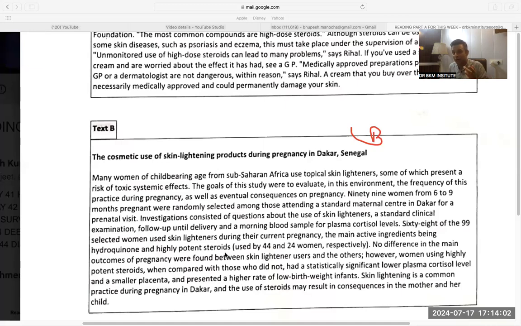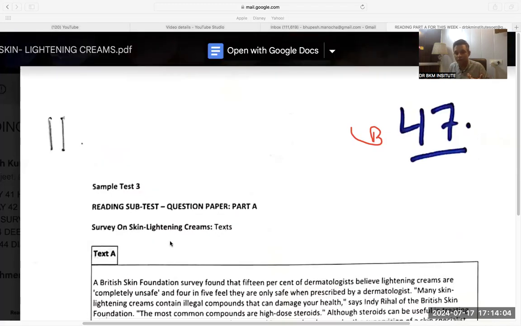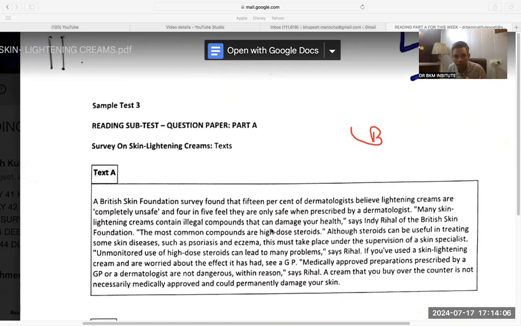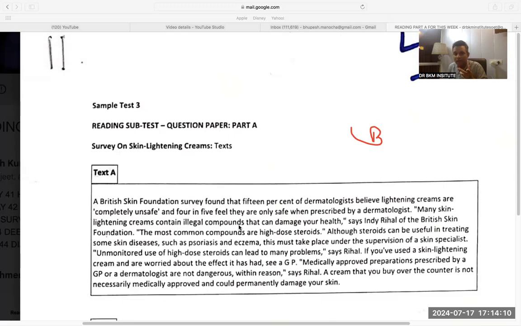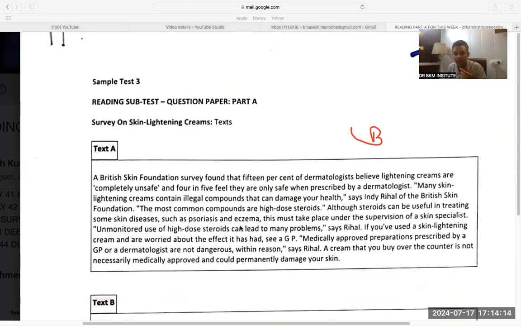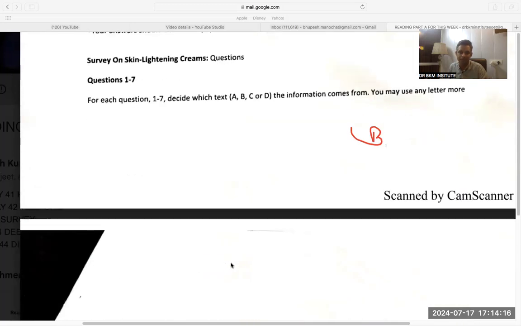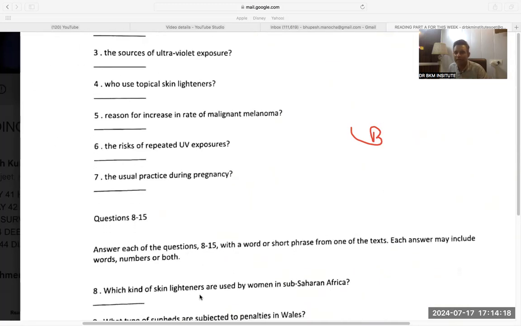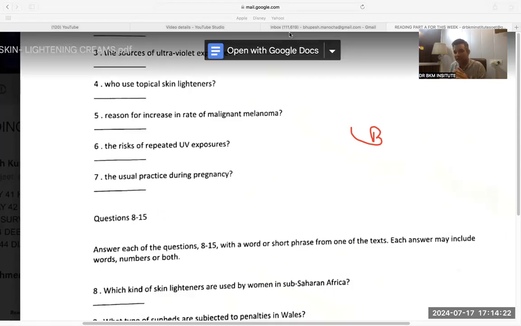But if I do not know in which paragraph, then I will try to follow. Oh my god, content. Then you will say it contains illegal compound. But then you don't understand it is not about sub-Africa. The question is about what kind are used by women in sub-Africa. So you know it should be in B, and then you search the B option to find the ingredient. That is what saves time.